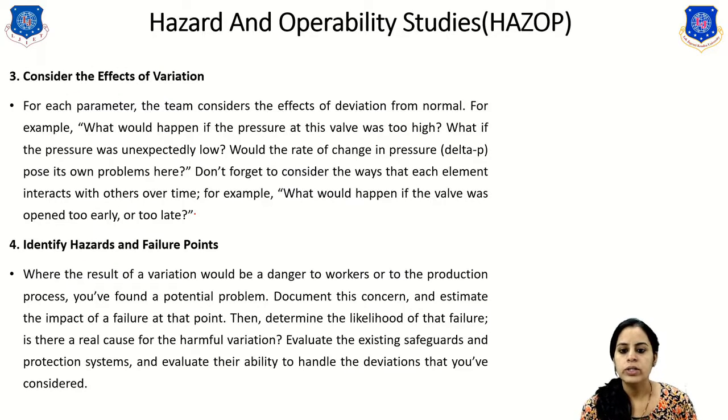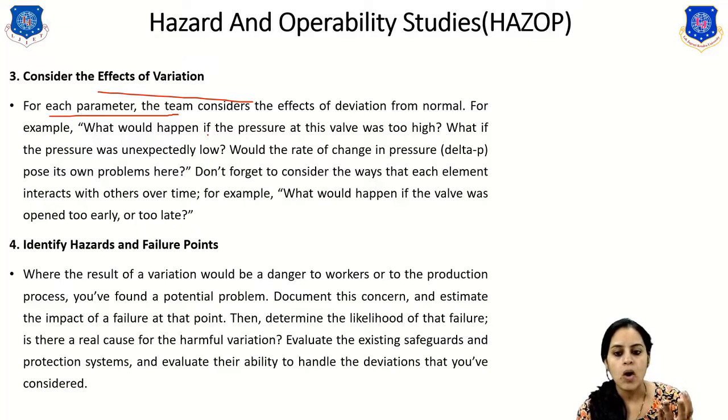Now, the third step is to consider the effect of the variation. Okay, so for each parameter, the team considers the effect of the deviation from normal. For example, what would happen if the pressure at this valve was too high? What if the pressure was unexpectedly low, and would the rate of change in the pressure cause its own problem here? So don't forget to consider the way that each element interacts with the others over time. For example, what would happen if the valve was opened too early or too late, right?